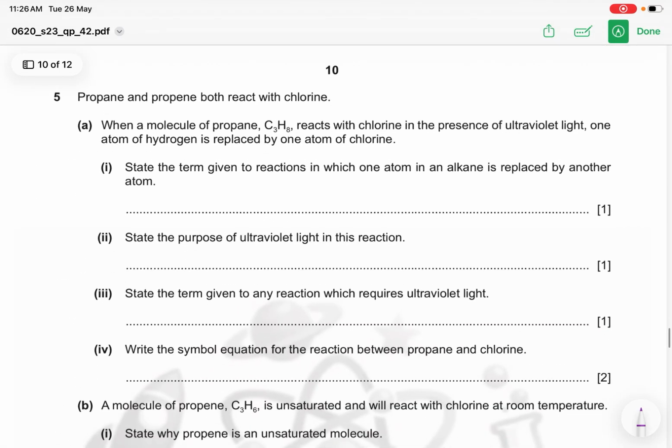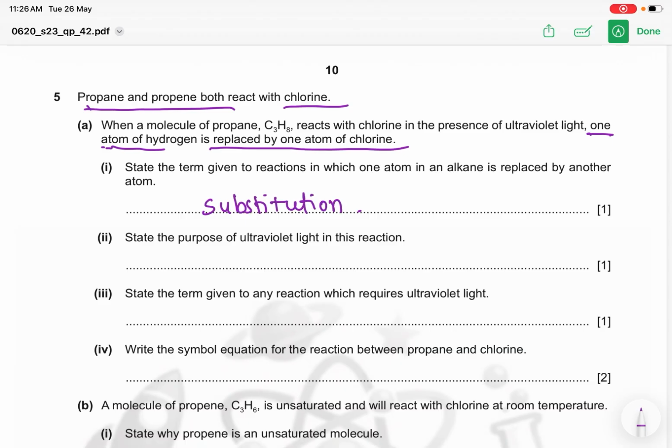Next, question number 5. Propane and propene both react with chlorine. When a molecule of propane reacts with chlorine in presence of ultraviolet light, one atom of hydrogen is replaced by one atom of chlorine. It is clearly given here that one atom of hydrogen is replaced by one atom of chlorine. State the term given to reaction in which one atom in an alkane is replaced by another. This is known as substitution reaction.